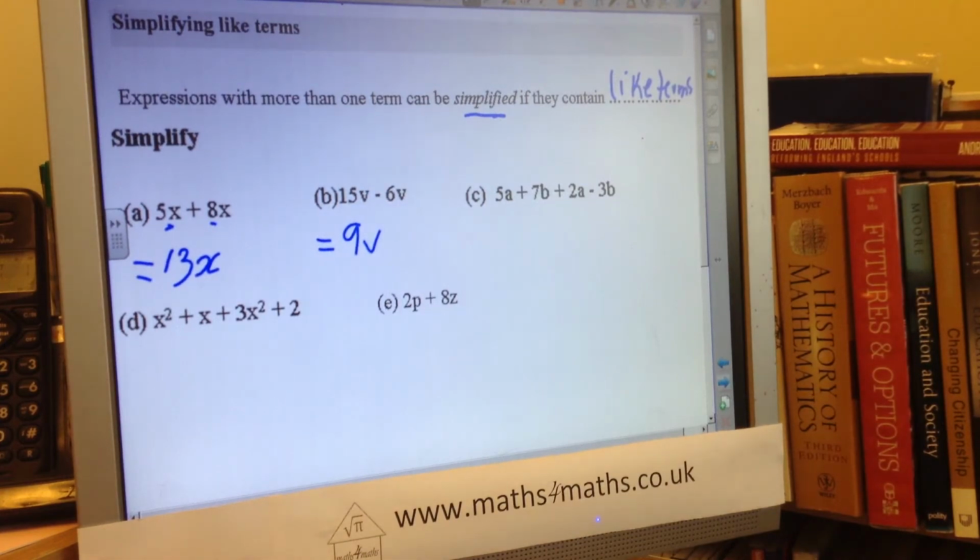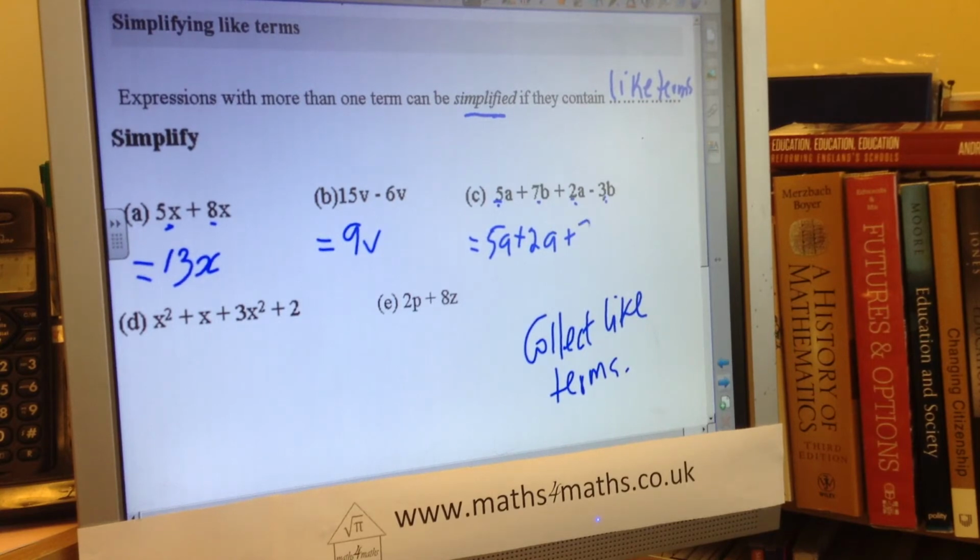Over here, we need to do what we call collect like terms. The like terms here, this is 5a and this is 2a, so we collect them to get 5a add 2a. Then we collect the other like terms, 7b minus 3b. Before we simplify, we then simplify this: 5a add 2a will give us 7a, and 7b minus 3b will give us 4b. So we have simplified that.